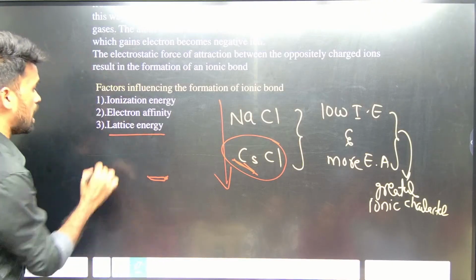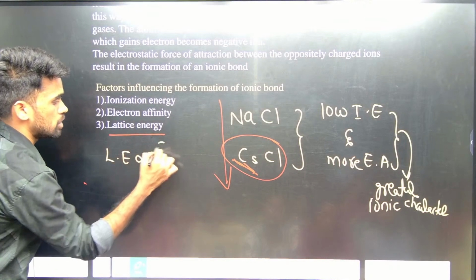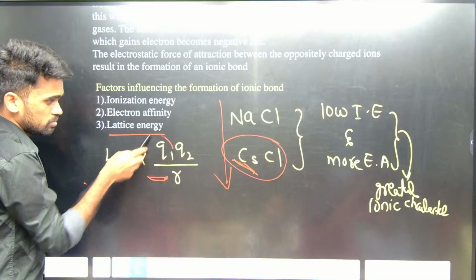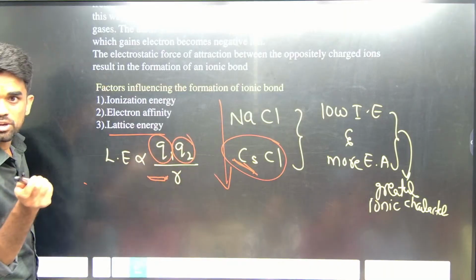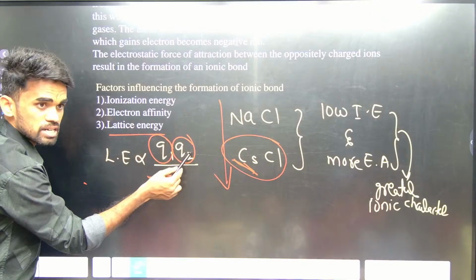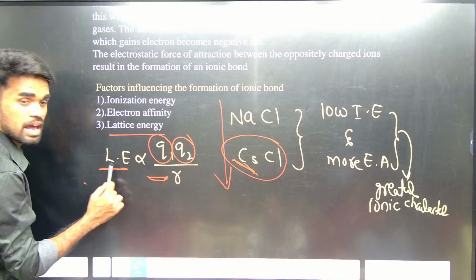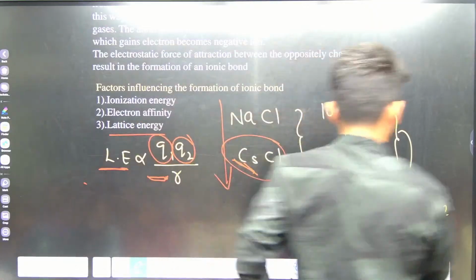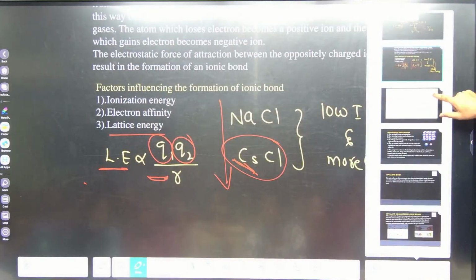Lattice energy is directly proportional to Q1 Q2 by R. It means, like Coulomb's law, the greater the charges, the greater is the lattice energy it has. Okay. Next.